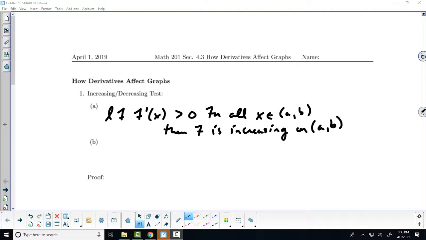So what am I saying? If the derivative is positive, what are we saying about the slopes of the tangent lines? They're all positive, right? So if the function has positive tangent lines over some interval between a and b, then the graph would have to look like this, right? Something like that, where you have positive tangent lines. So what's that function doing? It's increasing over that interval.